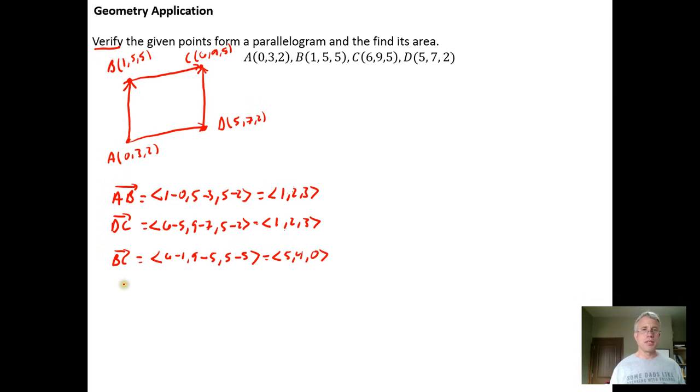Now we do A to D. And the vector from A to D is going to be 5 minus 0, 7 minus 3, and 2 minus 2. Which simplifies to 5, 4, 0. So the vectors BC and AD are the same, which means they have the same length and they're parallel. So we know that they form a parallelogram.